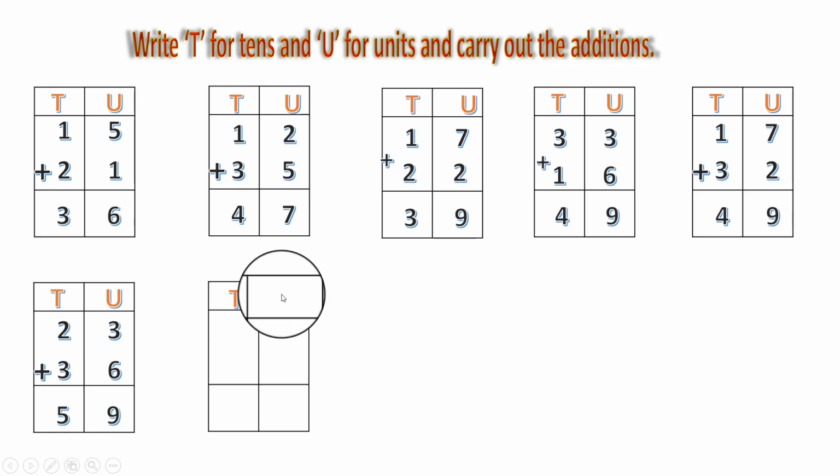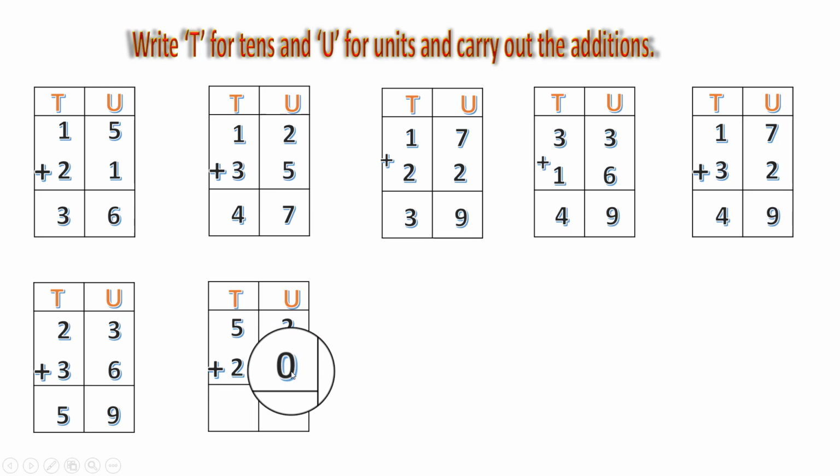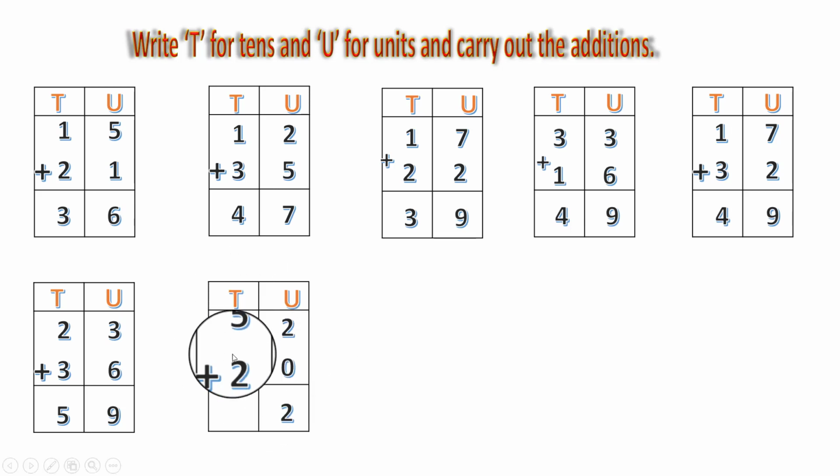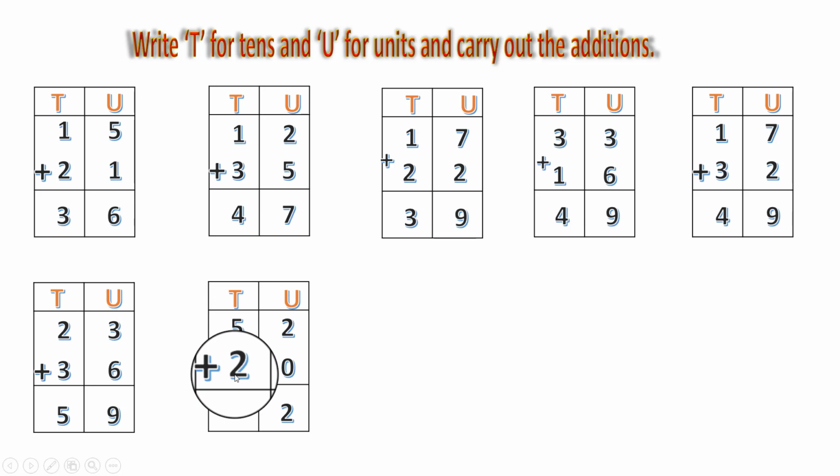T for tens, U for units. 5 tens and 2 units plus 2 tens and 0 units. 2 and 0, these are units place numbers. So when we add them, 2 and 0 we get 2, and 5 and 2, these numbers are tens place. When we add them, we get 7. 52 plus 20 is equal to 72.